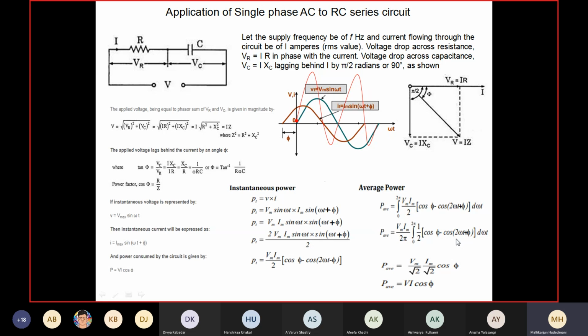Vm Im by 2. Make it as Vm by root 2, Im by root 2 cos phi. We know that Vm by root 2 is V, Im by root 2 is I, RMS. So this is how power in an RC series circuit is VI cos phi. Now onwards, you shall remember power in an AC circuit is VI cos phi only. In case of a resistor, cos phi is 1. There is no visibility of cos phi over there. Therefore, invariably single phase power now onward, in a series circuit or parallel circuit, is VI cos phi only.